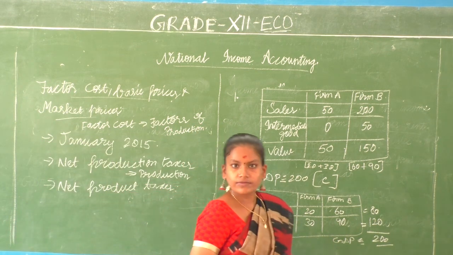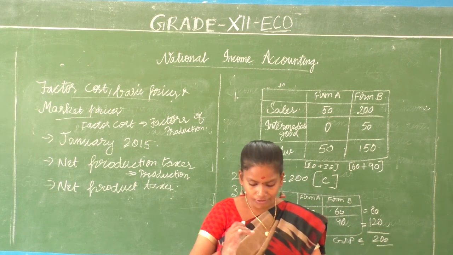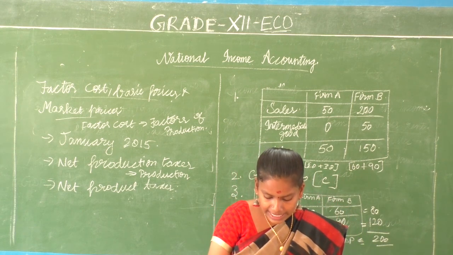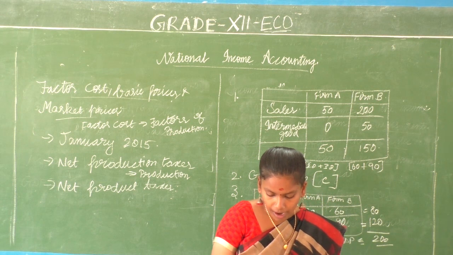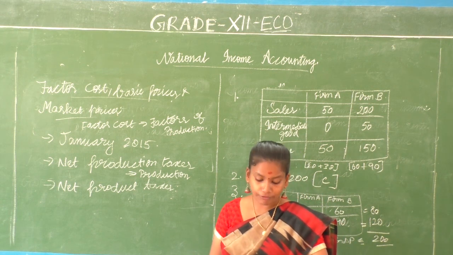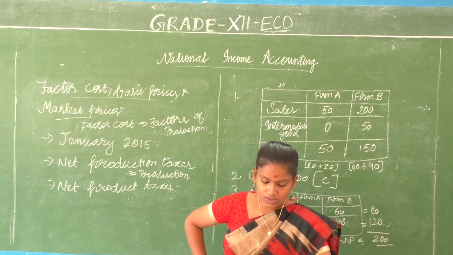Salaries and wages. Salaries, wages, interest rates. Okay, factors of production. What is next? In order to arrive at the market price, we have to add to the factor cost what? Total indirect taxes less total subsidy.